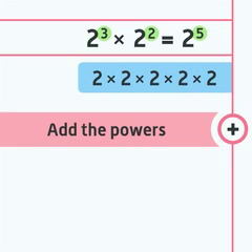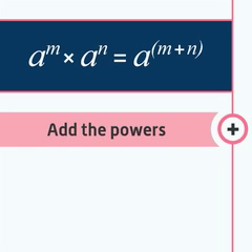the simplified version. More generally, a number to a given power multiplied by the same number to another power equals the same number to the sum of the two powers. We can write this as a to the power of m times a to the power of n equals a to the power of m plus n.